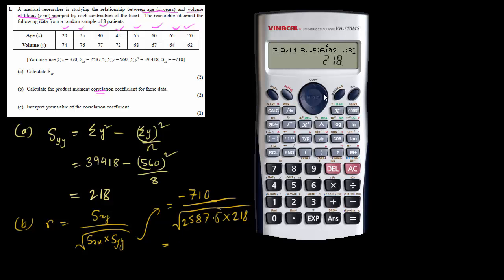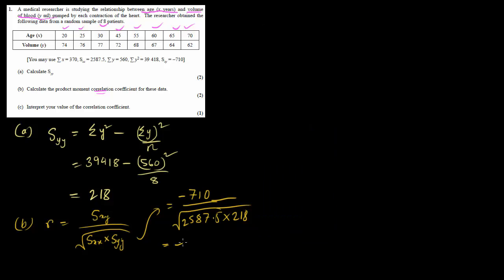So let's calculate what it is. First of all, let's do what is downstairs. 2587.5 multiplied by 218, and if we take the square root of that, it turns out to be 751. Let's divide. So minus 710 divided by the answer that we just got, and it is minus 0.9453.